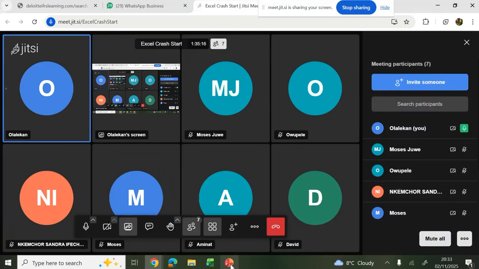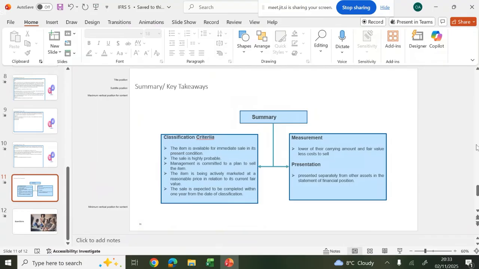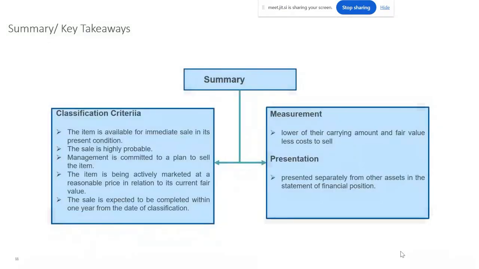Okay. So let's look at the takeaway of this standard. Classification criteria. The item is available for immediate sales in the present condition. Sales is highly probable. Management is committed to sales. The item is being actively marketed. You must be marketing for items to sell. The sales is to be completed within 1 year.